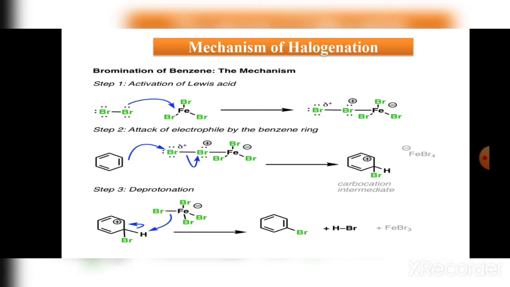The mechanism of halogenation, I repeat. First step is the activation of the Lewis acid. Second, attack of the electrophile by the benzene ring. And the third step is deprotonation. Deprotonation means aromatization or minus H plus. Okay, this is about halogenation.